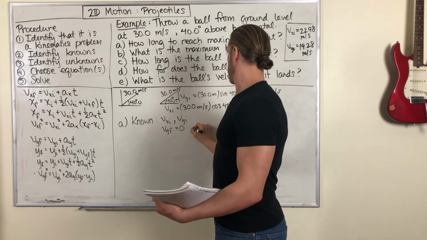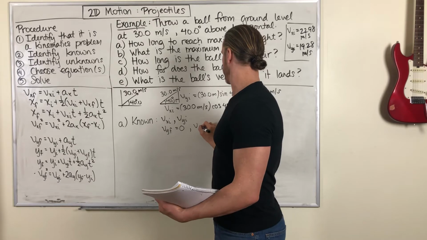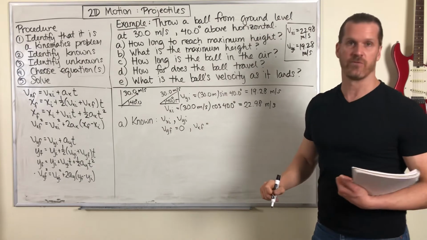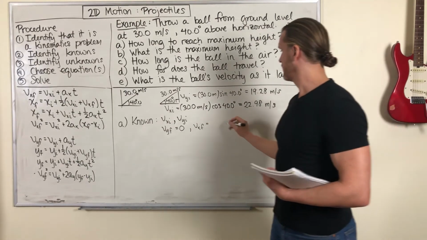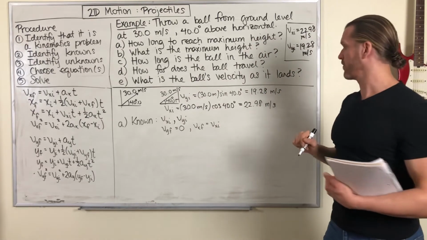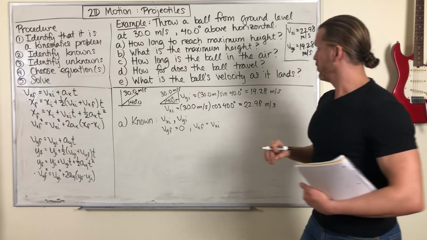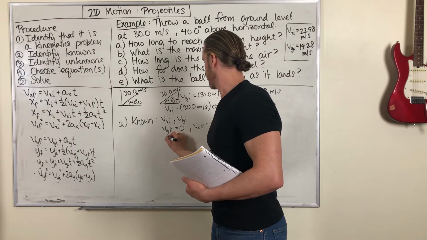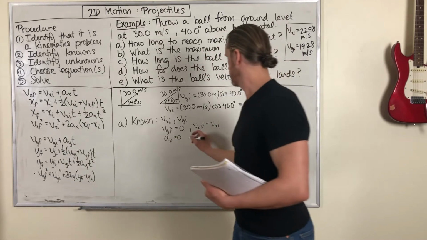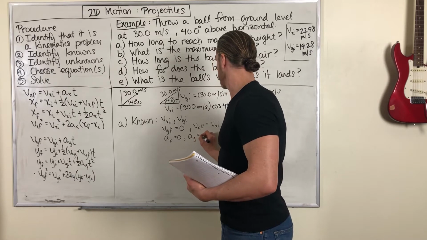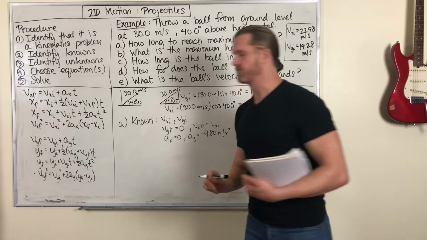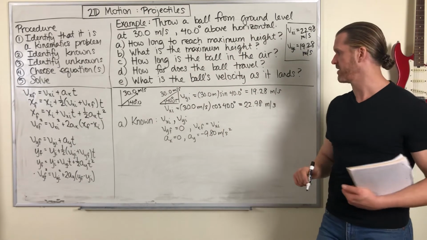We know, if we care to write this down, that Vx final at that peak height is that same value of Vx initial. It's still 22.98 meters per second. We know the acceleration in the x direction is 0. We know the acceleration in the y direction is minus 9.8 meters per second squared, because that's what the Earth's gravity always does.